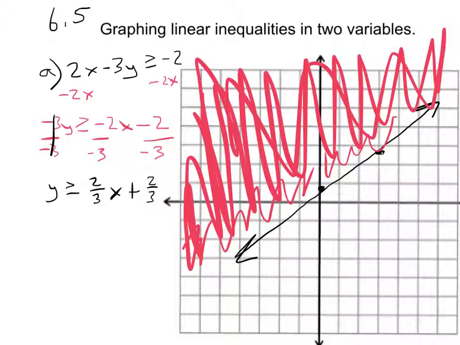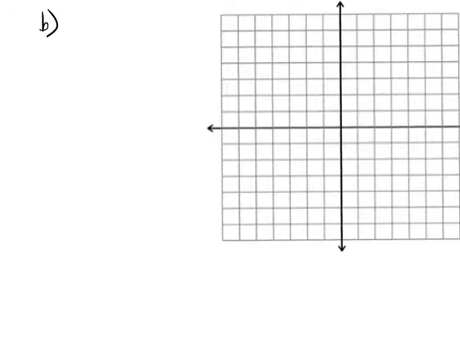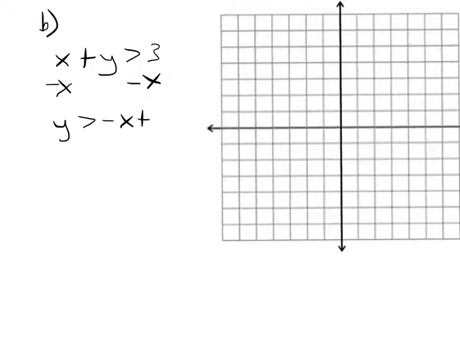Let's look at another example. This is B. In B, I'm going to use x plus y is greater than 3. I'm going to solve again for y by subtracting x, and I get y is greater than negative x plus 3.